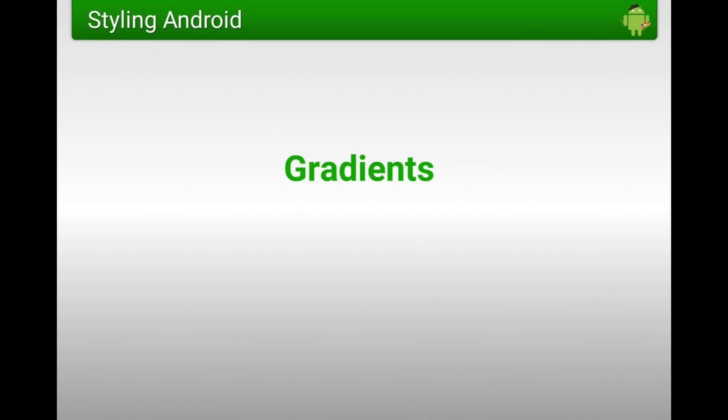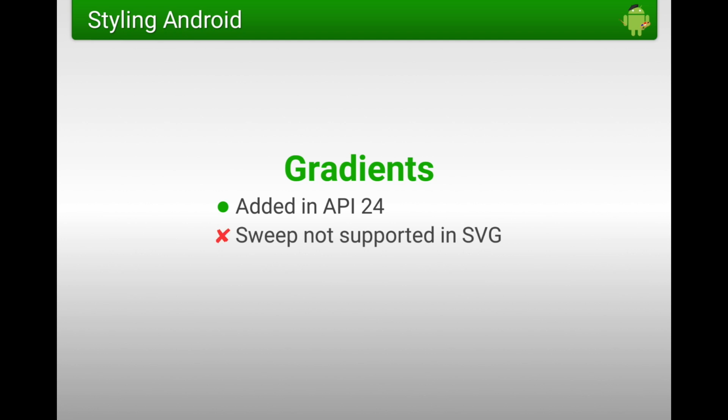So in summary, gradients were added in API 24. This is a gotcha. Sweep is not supported in SVG. So the SVG format doesn't support sweep gradients. Now this can be a bit of a problem because tools like Sketch do. I discovered this while playing with these: I created some gradients in Sketch, exported them as SVG, pulled them up into Android Studio, and the sweep gradient just wasn't there.